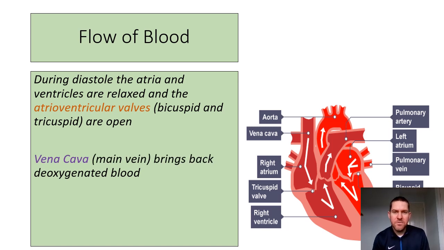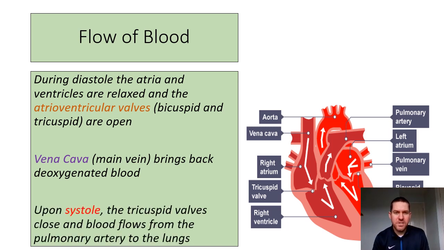As it says there, the vena cava, which you should be able to see at the top left hand of the diagram, but the top right of the heart, is the main vein that brings back deoxygenated blood to the right atrium.